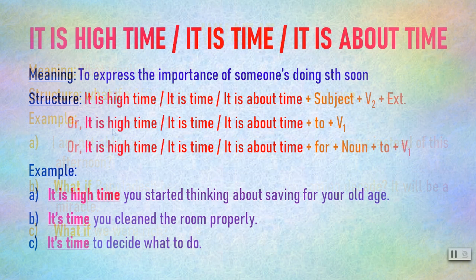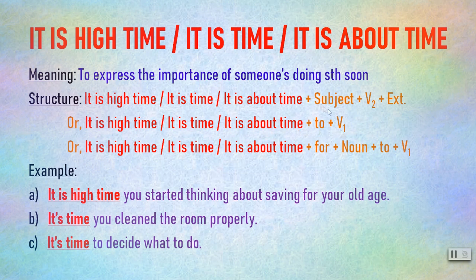Now, it is high time, or it is time, or it is about time. These are synonyms. The Bengali meaning of the phrase is ekhoni shomoy. Okay, we should do something. It emphasizes should. So to express the importance of someone doing something soon, we use the phrase informally. The structure of it is high time, or it is time, or it is about time, plus subject, plus V2, plus extension. Another structure, it is high time, or it is about time, plus to, plus V1.